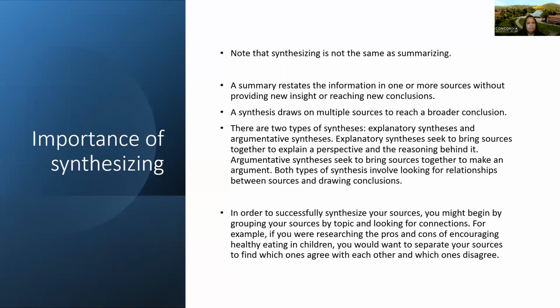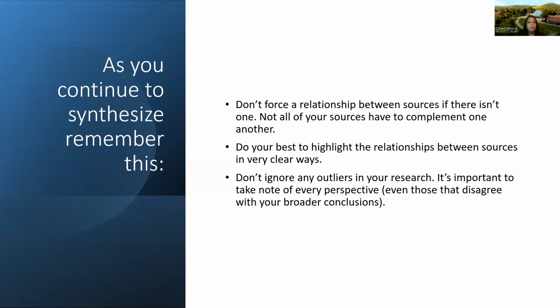So for an example, if you were researching the pros and cons of encouraging healthy eating in children, you want to separate your sources to find which ones agree and which other ones disagree. When you synthesize, you want to remember not to force relationships between sources if there isn't one. Not all of your sources will complement one another. Do your best to highlight the relationship between the sources in a very clear way, and ignore any outliers in your research, okay?